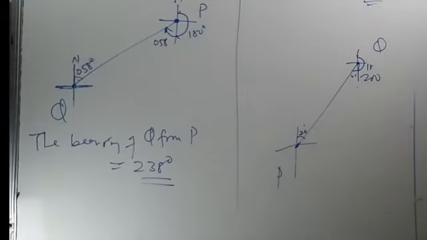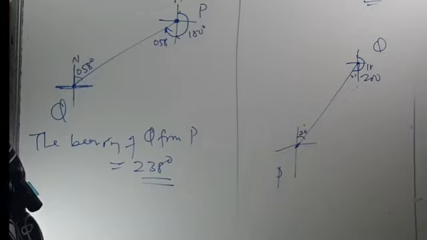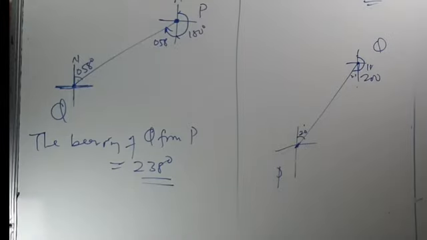Simple. So which means that if what you are given is above 180 degrees, you subtract 180 degrees from it to get your back bearing. But if it is less than 180, just add 180 to it to get your back bearing. So that is that on this one. So move to the next one.